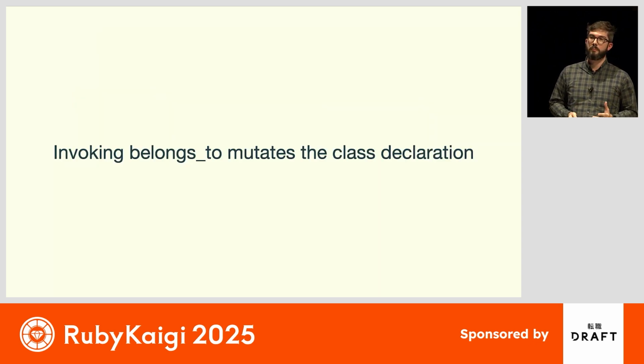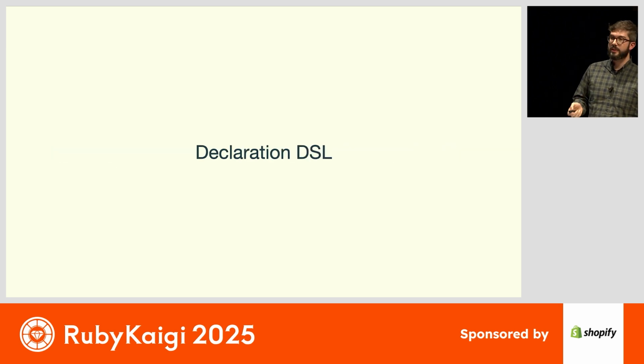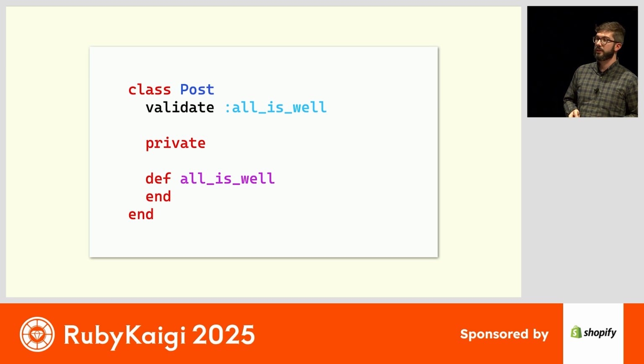Invoking belongs to will mutate the declarations that are available in our code base. It will change which methods are available in the program. We're going to call this type of DSL declaration DSL, exactly because it will change the declarations that are available in the program. And to contrast with this other type of DSL here, another example coming from Rails.